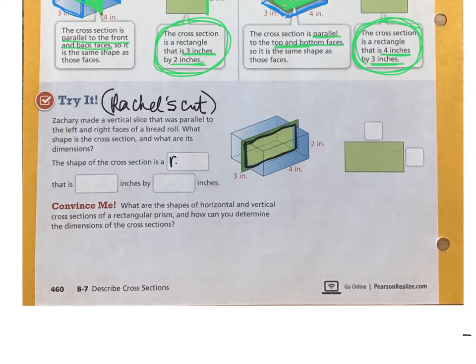The shape is a rectangle. And I know it's a rectangle because the dimensions of this rectangle are the same as the dimensions in the figure. So this is 4 inches along the top and bottom of that cross section, and it's 2 inches tall like you see in the figure. So it is a 4-inch by 2-inch rectangle.